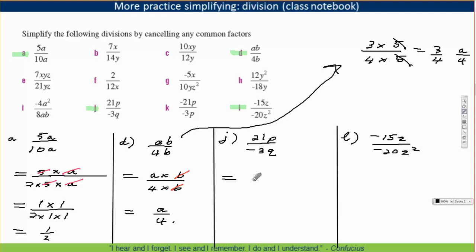Okay, with 21 and -3, hopefully you go, oh well, 3 goes into the 21. Now we've just got -21 divided by 3. Remember that's negative. So if I want to write it out, we get -7. And then times P on Q. So the answer is simply -7 P on Q. Because the P and the Q here are different, they're not like terms, so we can't cancel. They're different numbers.